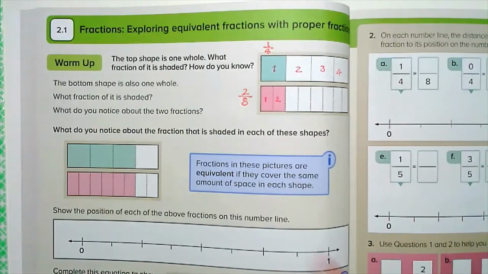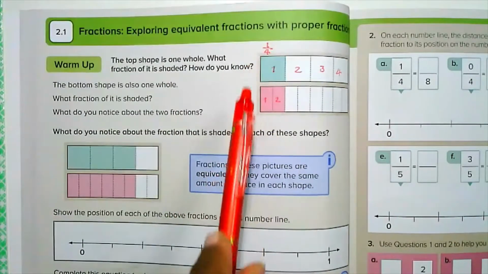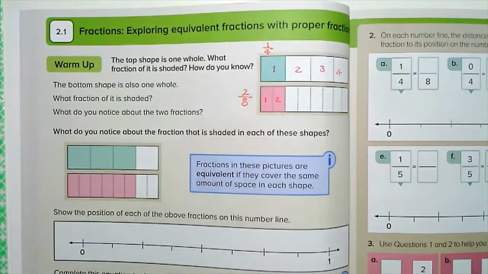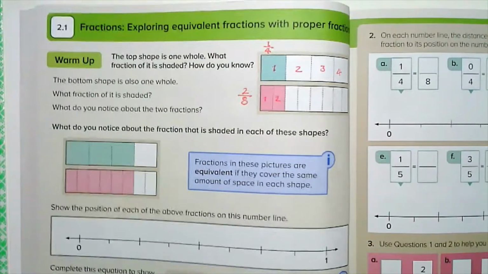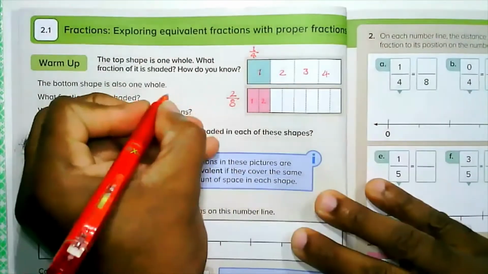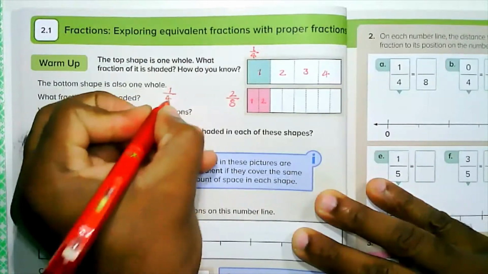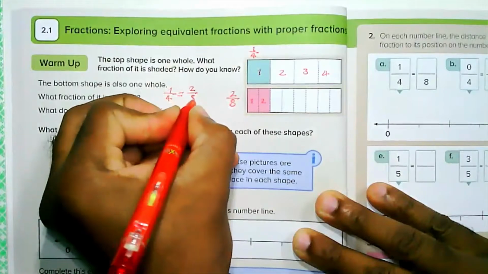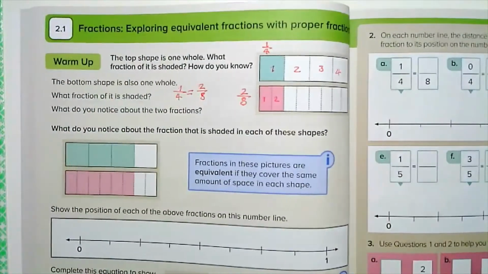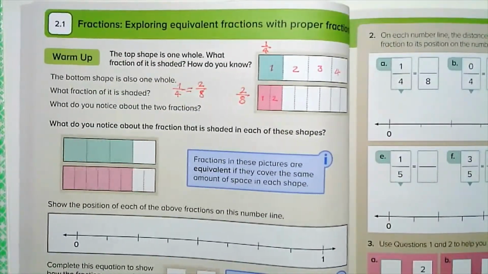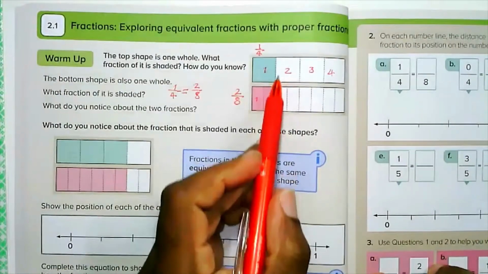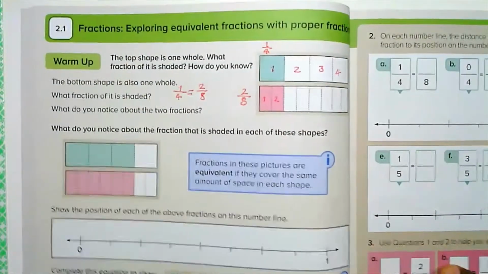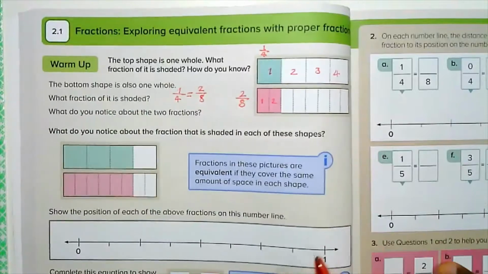So what do you notice about these two fractions, 1/4 and 2/8? We notice they are equivalent. We can say 1/4 is equal to 2/8 because they are equivalent. The same portion of the shape is shaded.